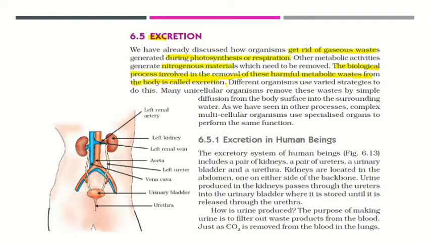Now see, different organisms use varied strategies to do this. Many unicellular organisms remove these wastes by simple diffusion from the body surface into the surrounding water. Now, what does the author want to say? There is no doubt that the author has used the word unicellular organism here, but different organisms means what? So it is our duty to go through the different types of organisms.